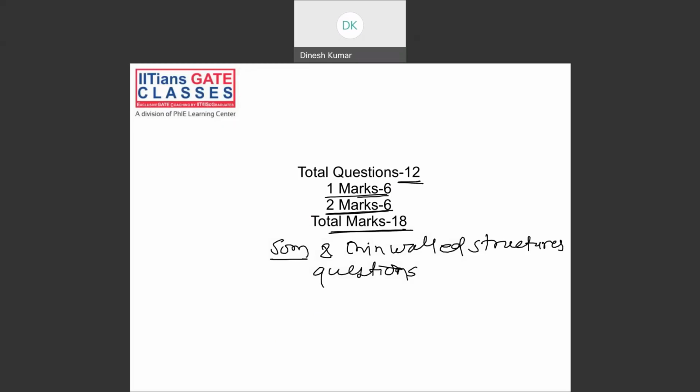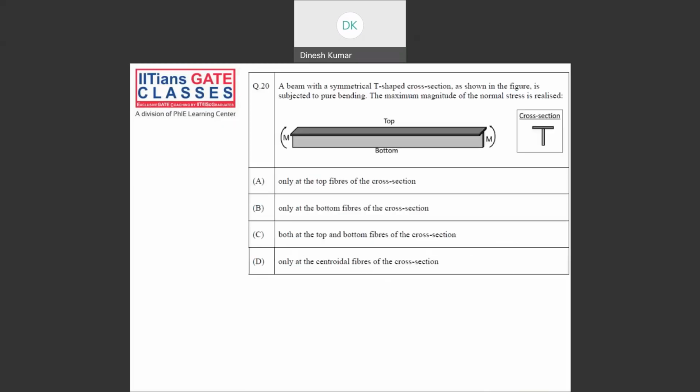From the aircraft structures part, there are 12 questions from aircraft structures basics and involved structures. 6 are for 1 mark and 6 for 2 marks, so total marks are 80. In this, I have included only questions from SOM basics and involved structures. The mechanical vibration part I will be doing separately.